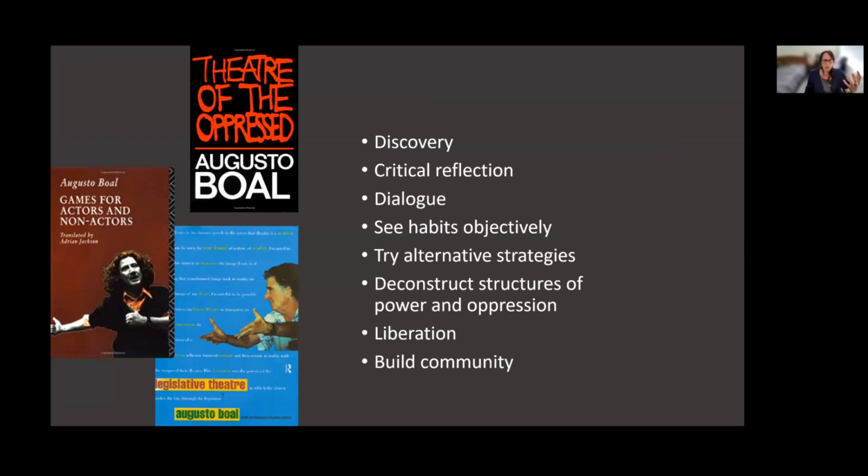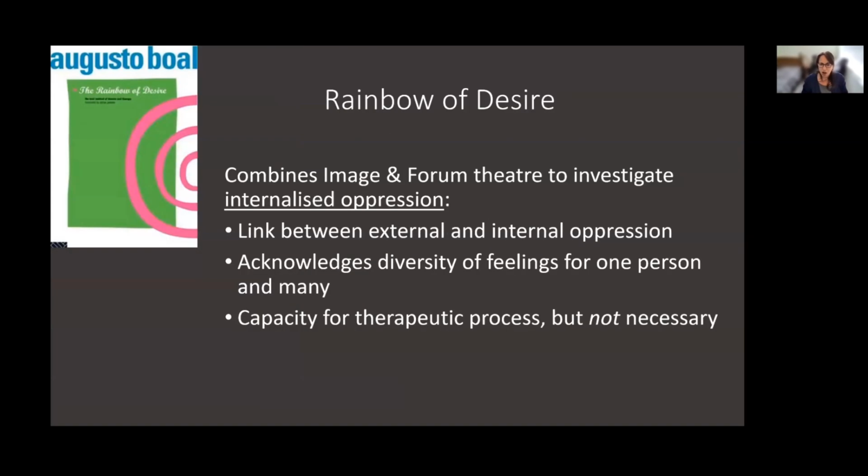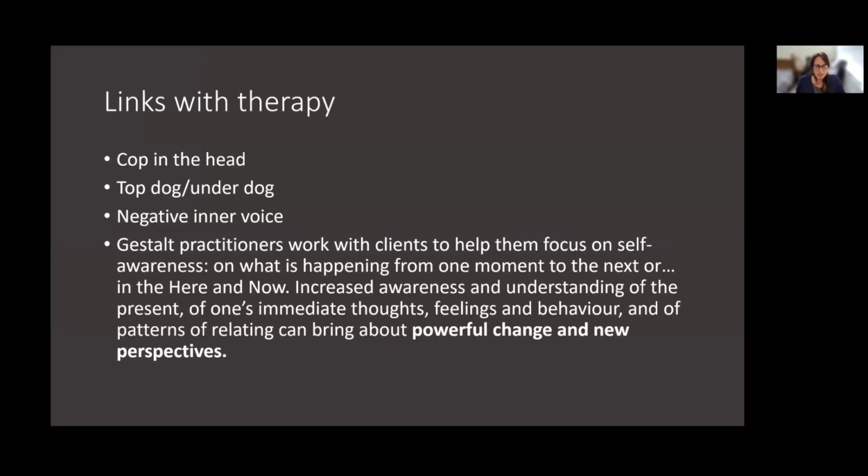So he works with people, as I mentioned, in Brazil. It's very much about challenging oppression, external oppression. And then over time, as his work becomes more popular, he travels to Europe and discovers that the oppression is internal. So then he develops a whole new approach, which he calls Rainbow of Desire, and I'm going to show you some examples of that in a moment. There are some links with therapy, but I want to be clear, we're not saying that school or the museum is a place for therapy. It certainly isn't, but there are links, to heighten that value.